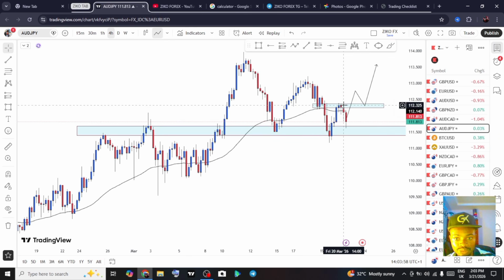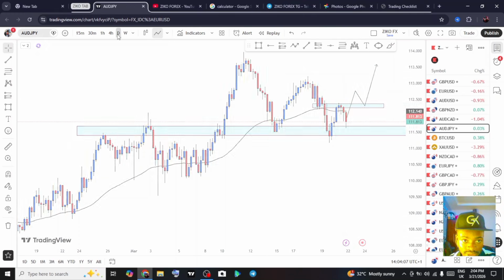So we need price to break above this high to be bullish. Then we have the retracement and engulfing to buy. So let me show you how it looks on other time frames.